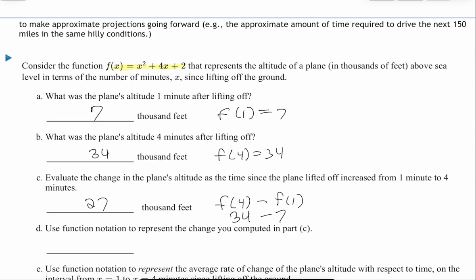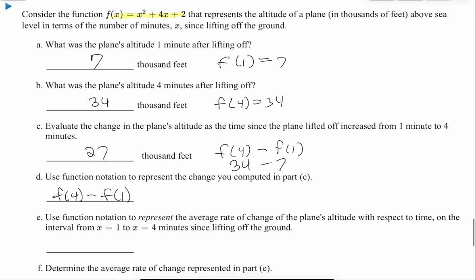Everybody good with those particular ones? Okay, now see D where it says use function notation to represent the change you computed in C? They want you to enter this right here. Now, I don't know what yours were, but I would enter f of 4 minus f of 1. Ending minus beginning. You might enter f of 5 minus f of 1, f of 6 minus f of 2, whatever your numbers happen to be. That's all you're entering. You're not entering anything more than that. Everybody good with that?